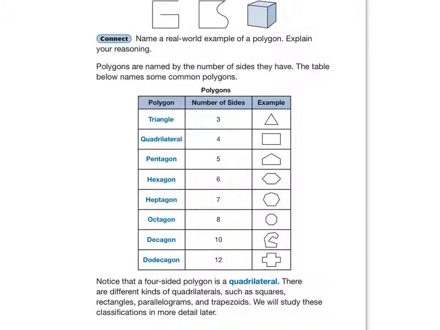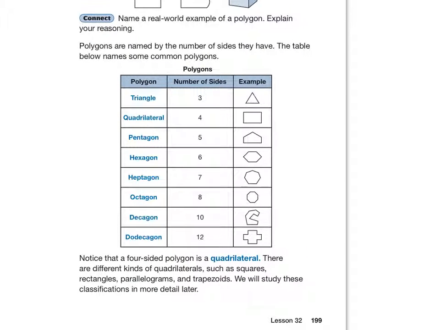Dodecagon. Notice that the sides are not always going out. Some of them go in. All right. Notice that a 4-sided polygon is a quadrilateral. So where did that go? There it is. Quadrilateral. It has 4 sides. All right. So kind of cool.